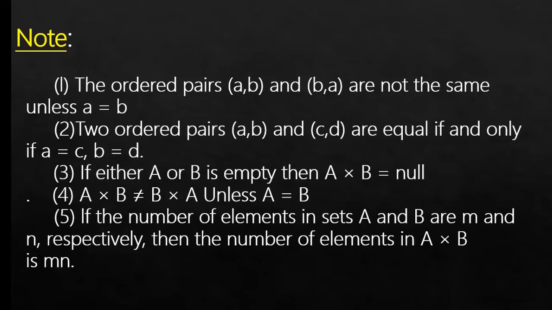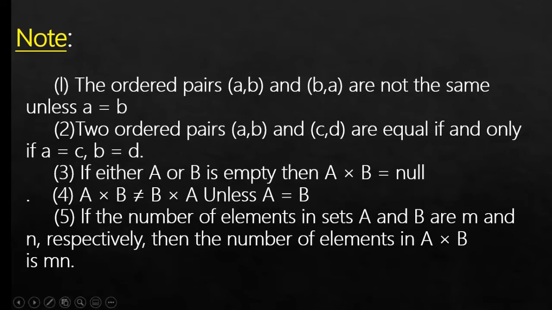For example, if the set A contains 5 elements and the set B contains 3 elements, so 5 threes are 15. So it means that 15 elements are going to be there in the Cartesian product of A cross B or B cross A.